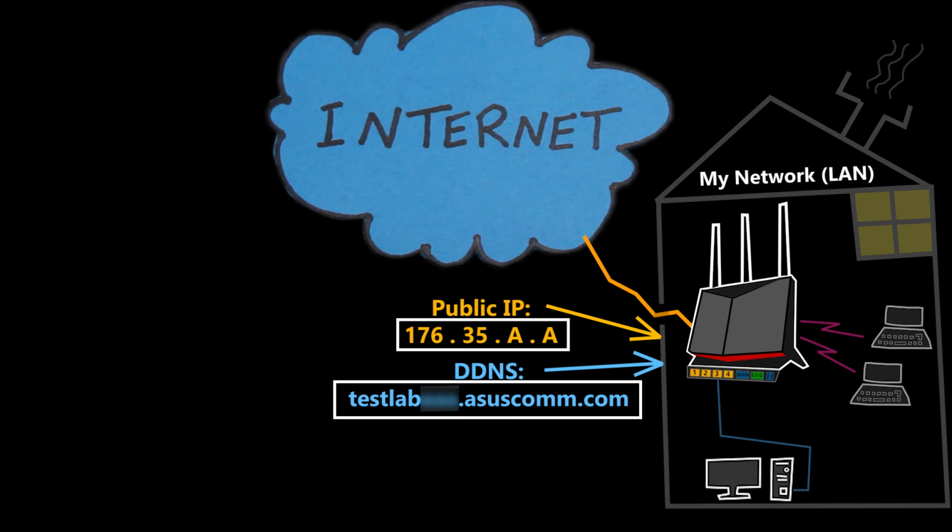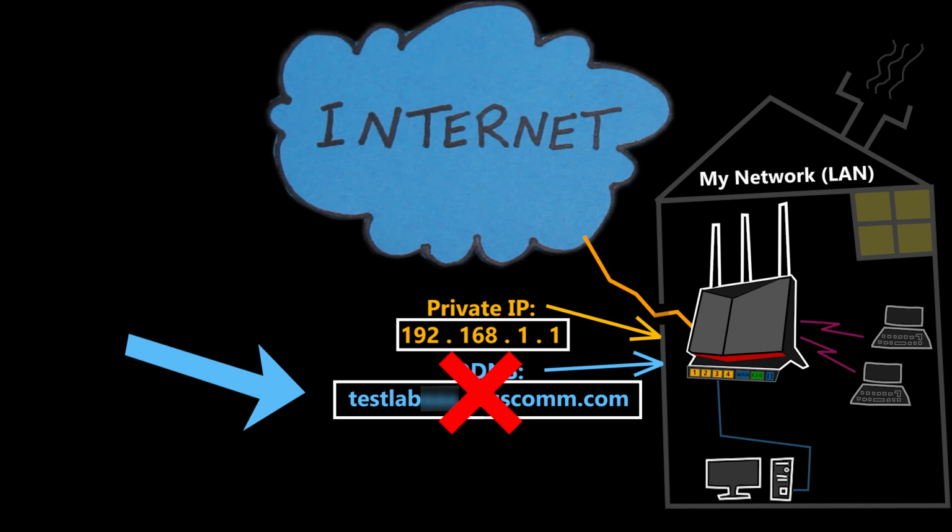Just keep in mind that if the router has a private IP address and not a public IP address, or in other words, is behind NAT, the DDNS address unfortunately will not work.